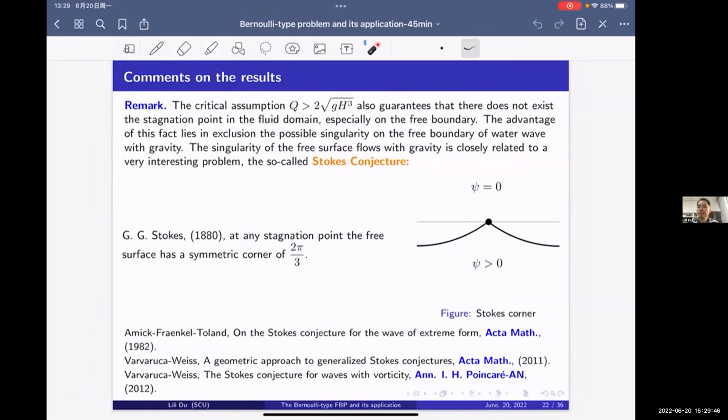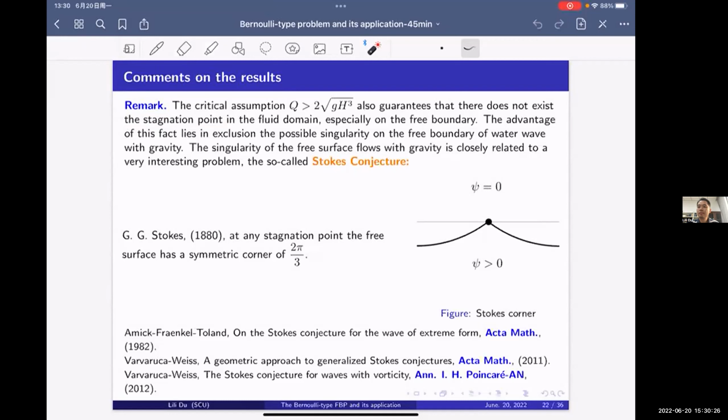On the other hand, this assumption also guarantees that there does not exist a stagnation point in the fluid field, especially on the free boundary. The advantage of this fact lies in excluding the possible singularity on the free boundary of the water wave with gravity. The singularity of the free boundary flow with gravity is related to a very interesting problem, the so-called Stokes conjecture.